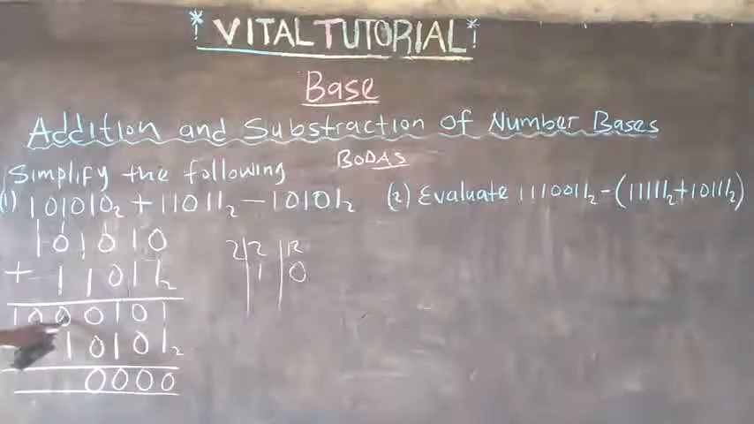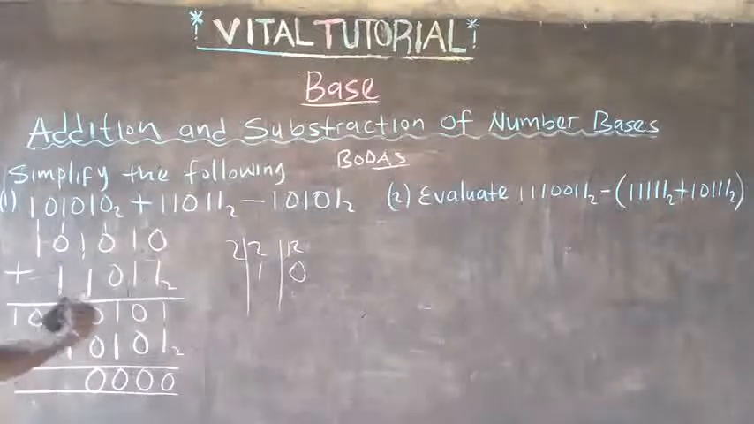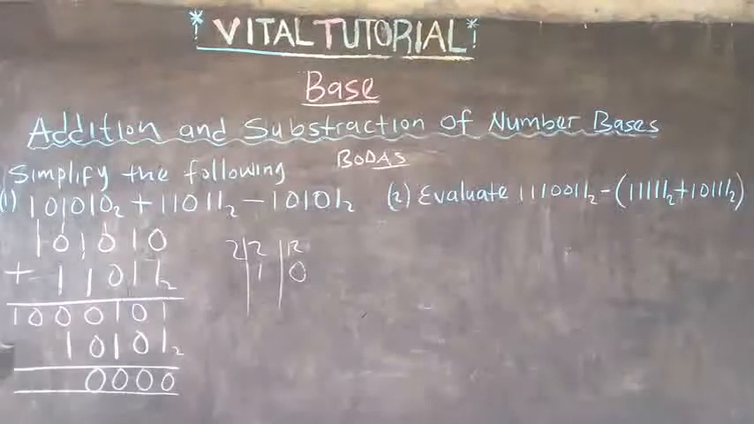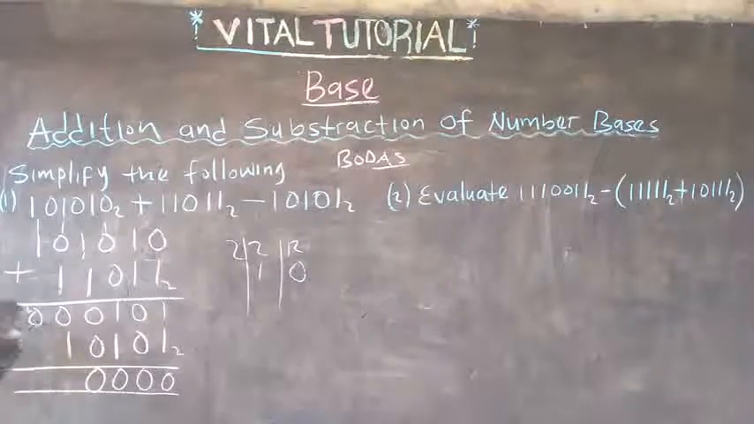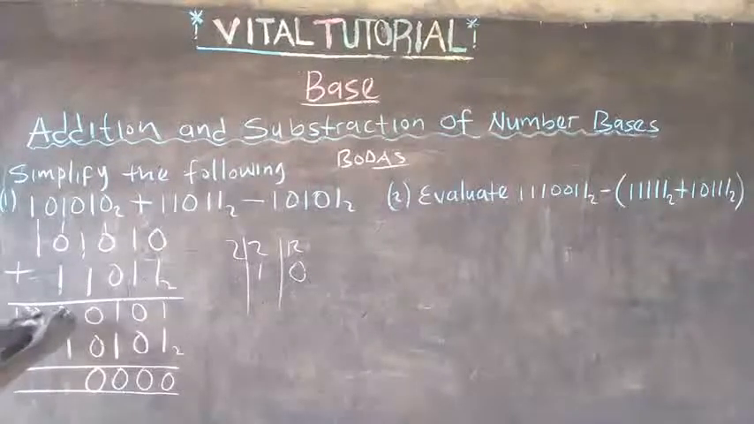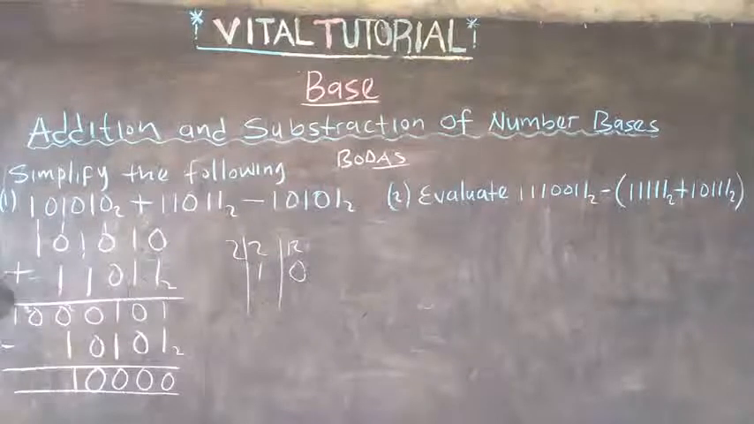Now look at this. This is 0 minus 1. You have to borrow 1 here. And when it comes here, don't forget anything you borrow is nothing but your base. So I borrow 1, and when it comes here, it becomes 2. So I'll still borrow 1 from here, and when it comes here, it becomes 2. 2 minus 1 is 1. And here I'll be left with 1.